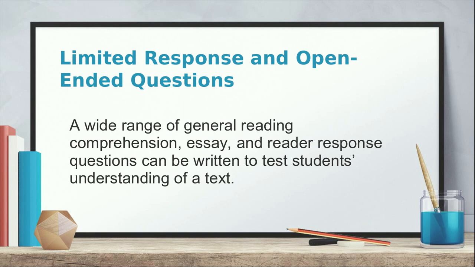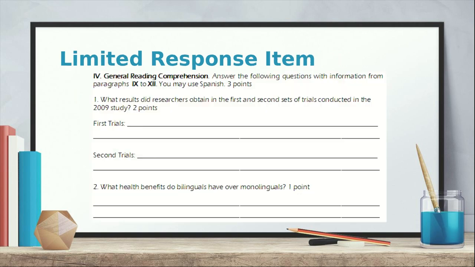We have limited response or restricted response and open-ended questions. So a wide range of general reading comprehension, essay, and reader response questions can be written to test students' understanding of a text. So you have a limited or restricted response item. Remember, whenever you assign more than 1 point to something, it needs to be justified. So in this case, you have what results did researchers obtain in the first and second sets of trials conducted in the 2009 study, 2 points.